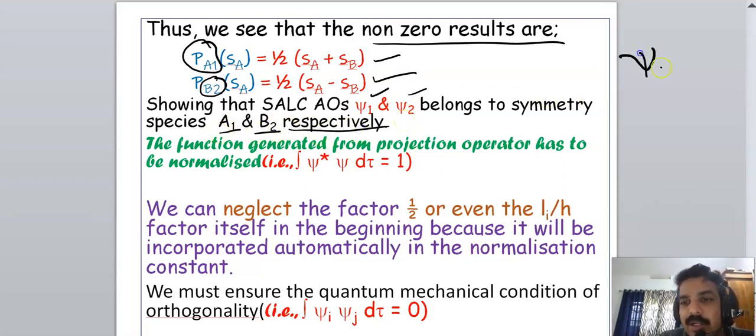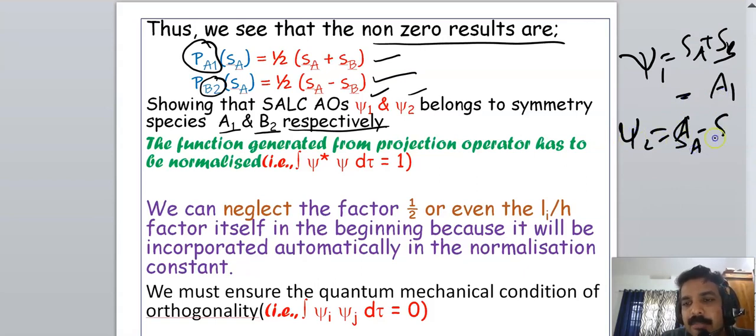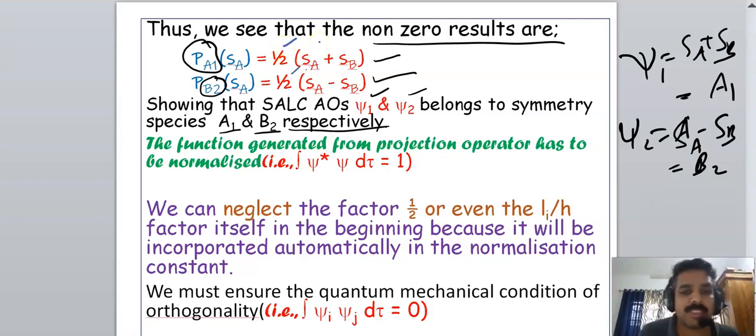That is, psi1 is equal to SA plus SB, that belongs to A1 symmetry, and psi2, that is SA minus SB, that belongs to B2 symmetry. That is our conclusion. But we have to normalize this function. We can neglect this 1 by 2, because we want to normalize this function, and then that will be included in that normalization. So no need of this 1 by 2.